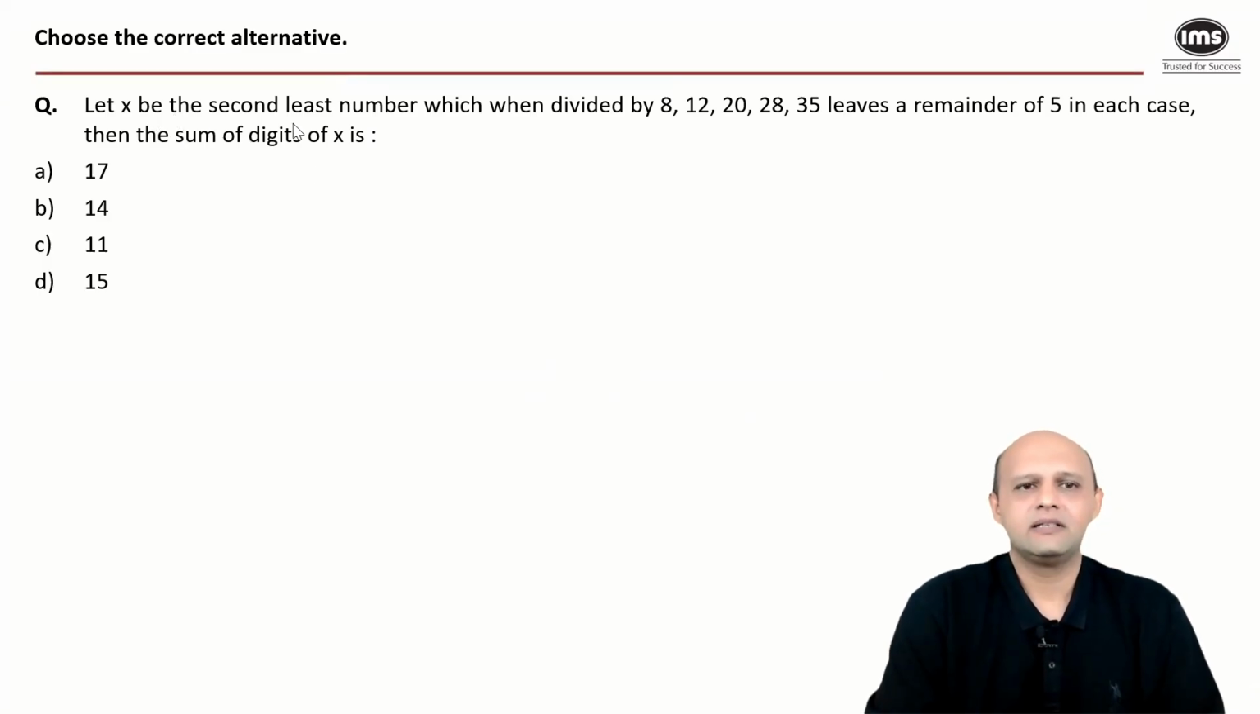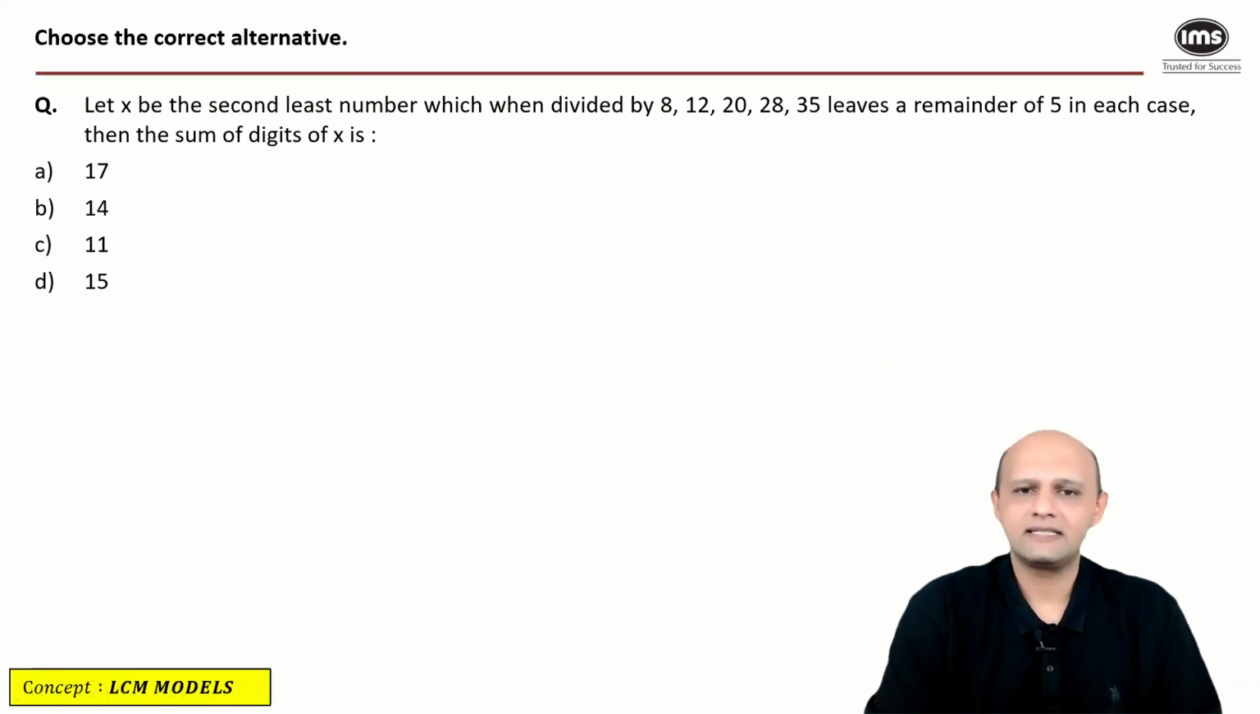Let x be the second least number which when divided by 8, 12, 20, 28, 35 leaves a remainder of 5 in each case. Then the sum of digits of x is. To begin with, this is a question on LCM models, which is usually tested in all these exams. What is the LCM model? Let us try to understand.